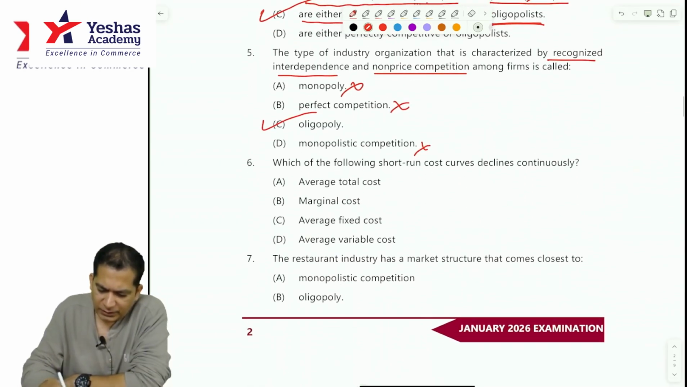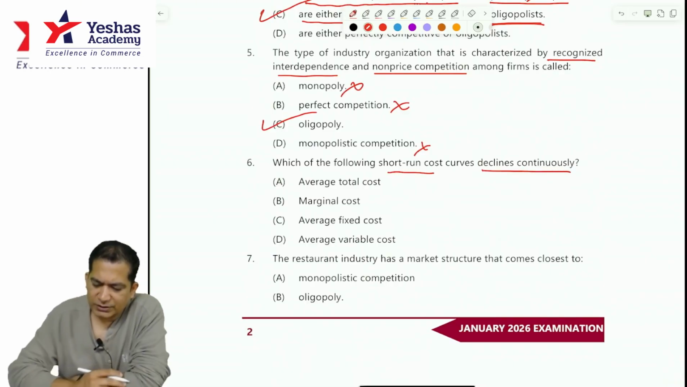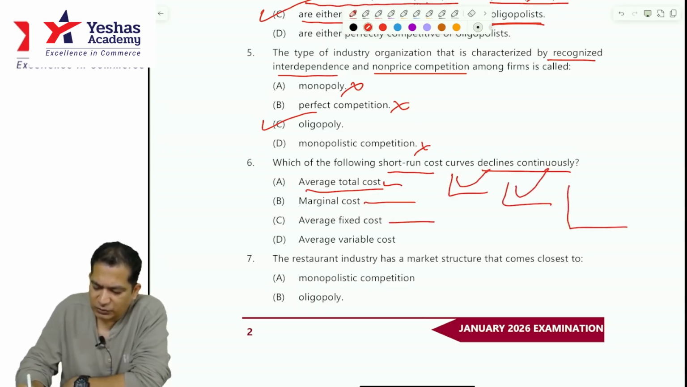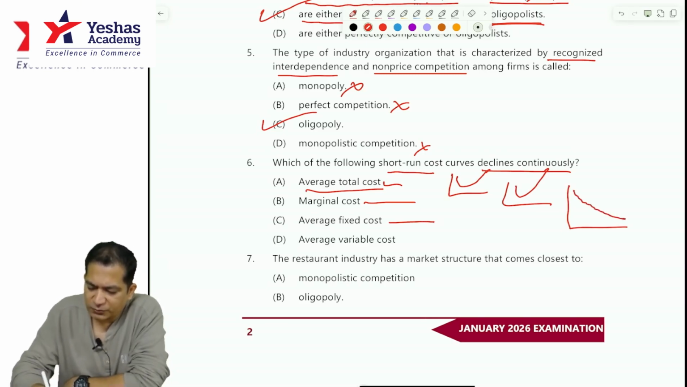Which of the following short-run cost curve declines continuously? Average total cost, it is always U-shaped. Marginal cost, again it is U-shaped. Average fixed cost decreases continuously because average fixed cost formula is what?